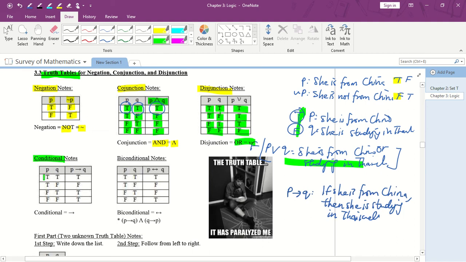If this is the case, if your P is true and your Q is true, then this compound statement will become true. If P is true and Q is false, P to Q is considered false, which means that the one in front, "she is from China," is true, but the back is false, so this becomes a false compound statement.